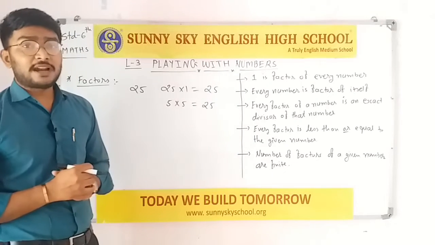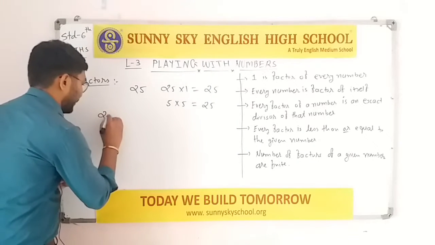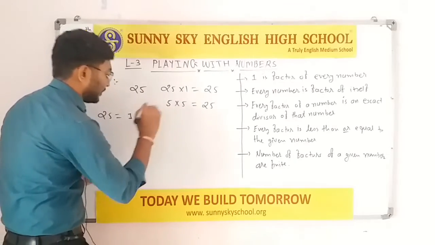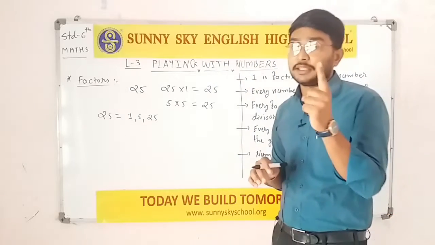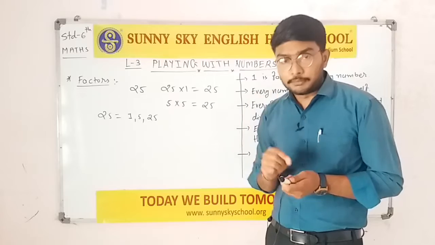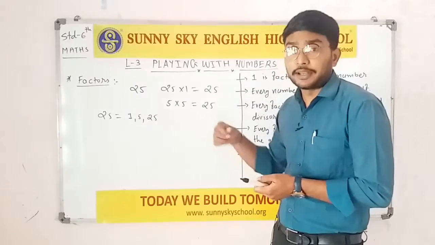Then which are the factors of 25? The factors of 25 are 1, 5 and 25. These three are the factors of 25. In the beginning I told you the definition: a factor means a number which is exactly divisible by itself or another number.